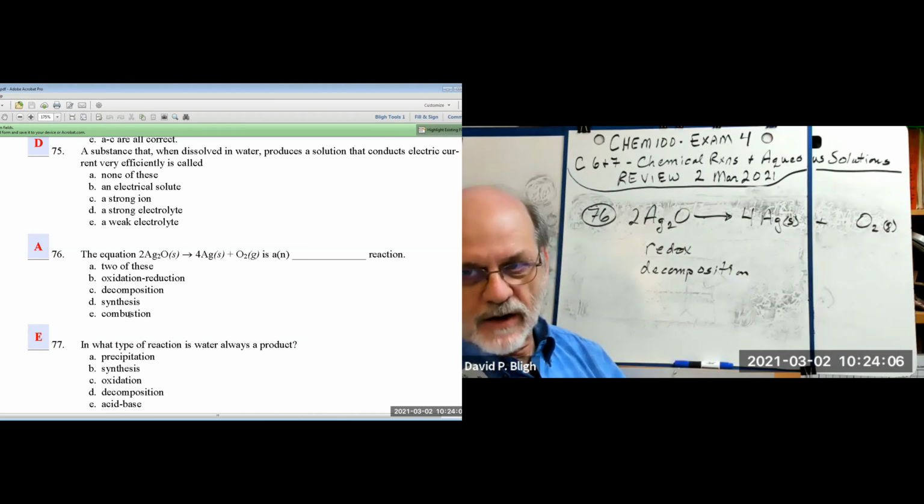So it's probably, no, wait a minute. Oh, it doesn't mention oxygen here. Wait a minute. That's not right. Hydrogen is not reduced. That's an error. Oxygen is reduced.